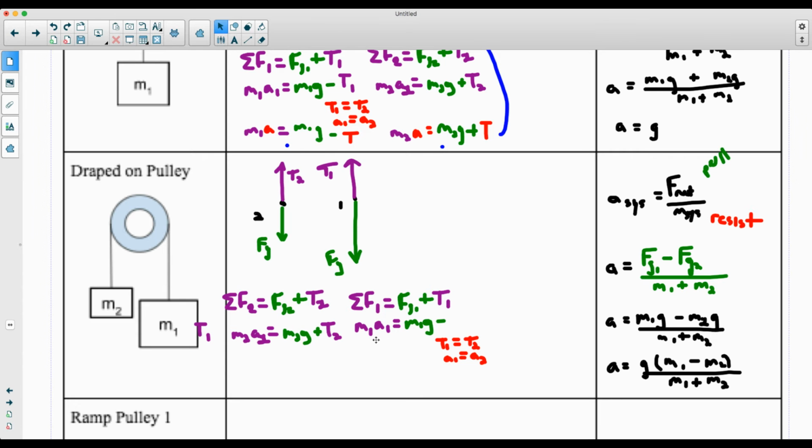This little guy, I can bring over the other side. You come here. Let me erase you. No, I don't want that line. Let me erase you, T1. This is a T1 over here. And let's see if this all makes sense. I just copied and pasted. So M2A2, yep, equals M2G. That's good. Plus T2. Those are in opposite directions. So we're going to make this a minus T2.